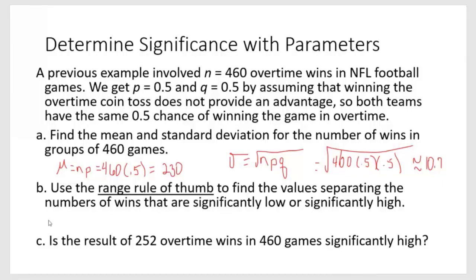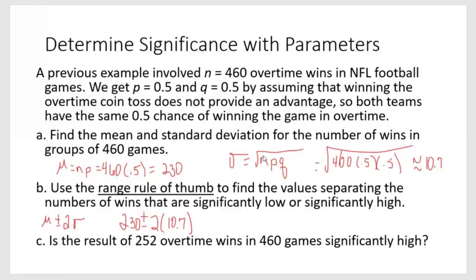So that range rule of thumb is going to be when we take our mean plus or minus 2 standard deviations. So that means I've got 230 plus or minus 2 times 10.7.